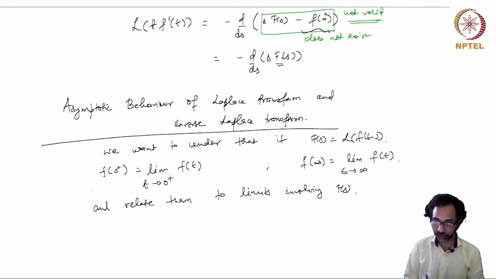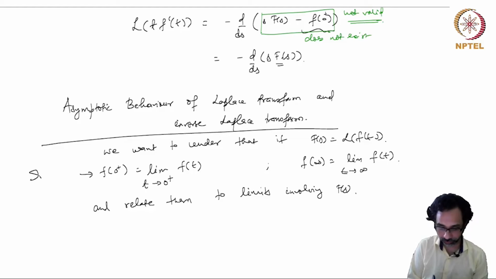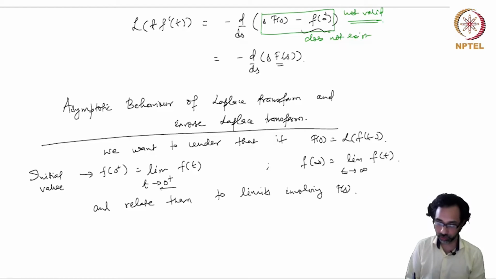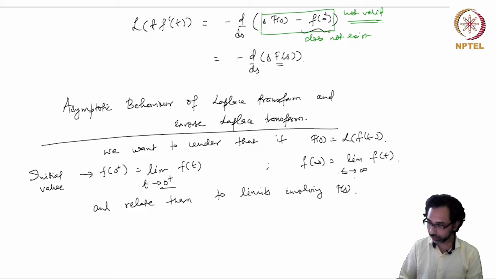So this is called the initial value of our input function. So this is for t near 0, t going to 0 from the right, and for t going to infinity, this is called the final value or terminal value.